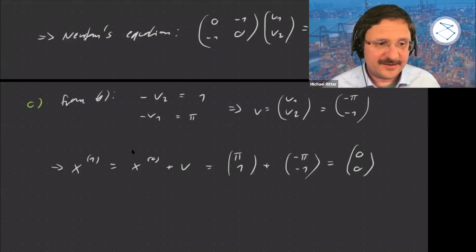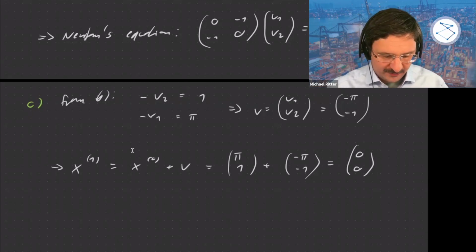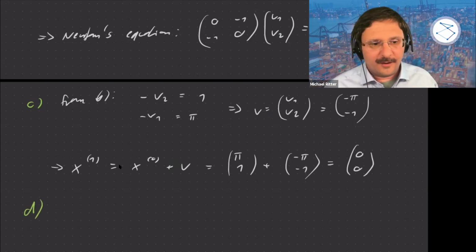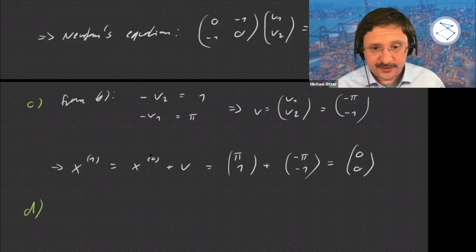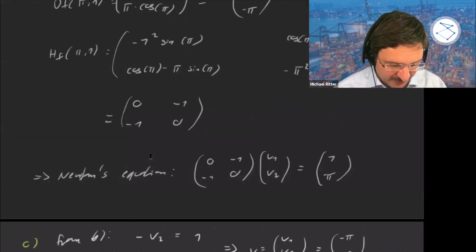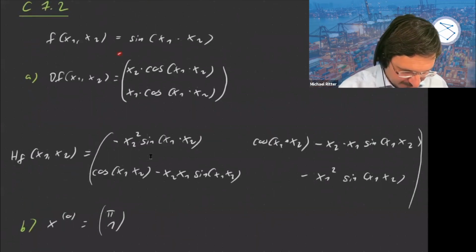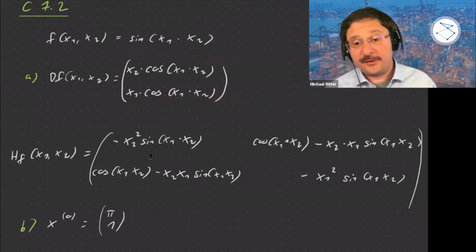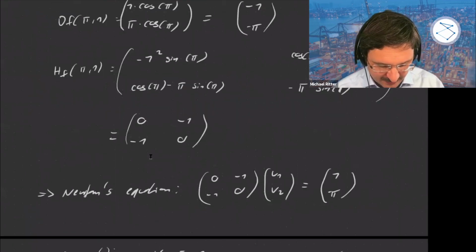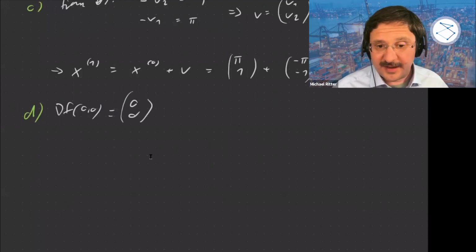And part D then asks, is the new iterate already a global minimum? So have we arrived at what we wanted to? To do that, you could first, of course, try to check the gradient. We have computed the general gradient before. So where was that? Here it is. So if we substitute 0 and 0 for x1 and x2, then of course we get 0 times something and 0 times something. So the gradient will be (0, 0). So undoubtedly that is a stationary point.